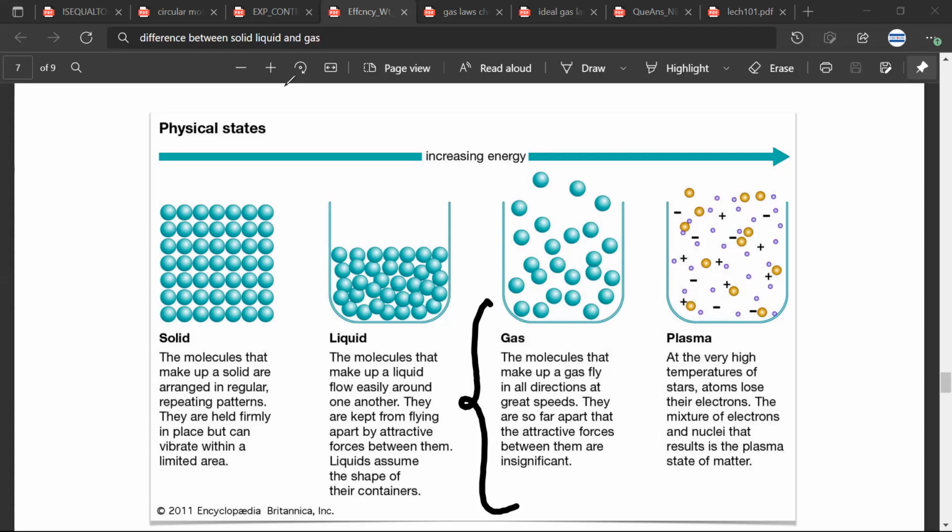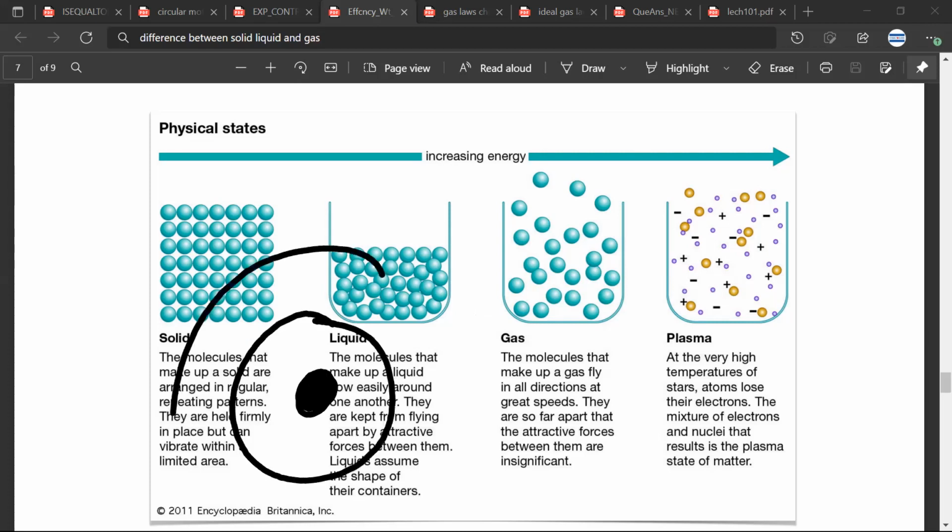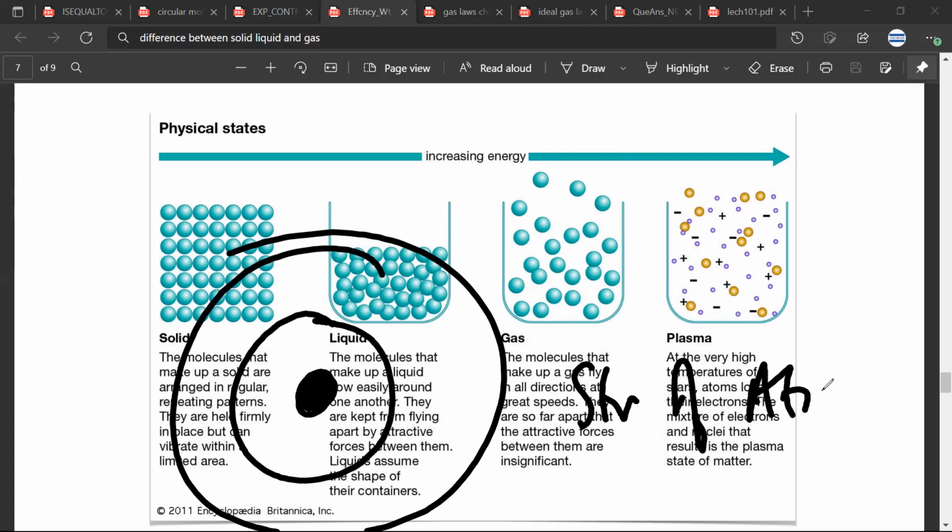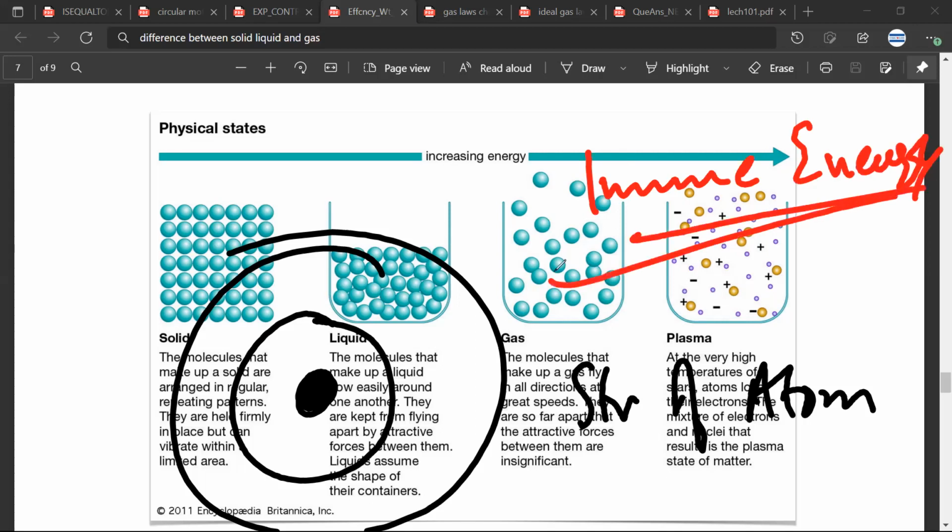Can you read it? At very high temperatures of stars, atoms lose their electrons. The mixture of electrons and nuclei that results is the plasma state of matter. So, Mr. Ariman, we won't spend much time on it, but I'll just give you a basic understanding. This is the structure of atom that we had discussed. Yes. Now, let me take this atom in a state of immense energy. Mr. Ariman, any doubt? No doubt.